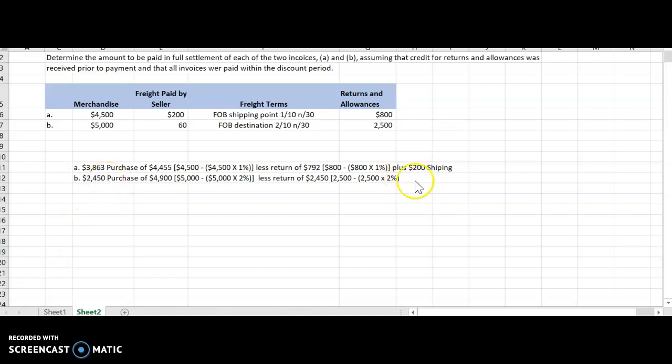Notice we do not add back shipping because the buyer is not paying for shipping. So if we're not paying for it, we don't add it back. The seller will be paying the shipping. So these are some of the ways that FOB shipping point and FOB destination affect our transactions.